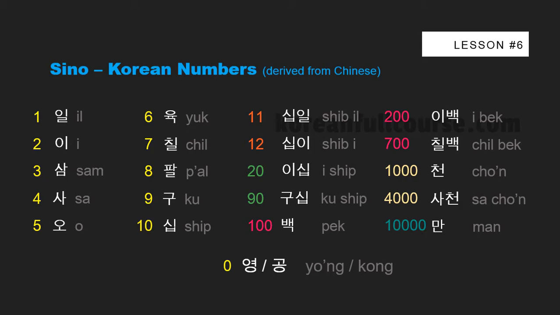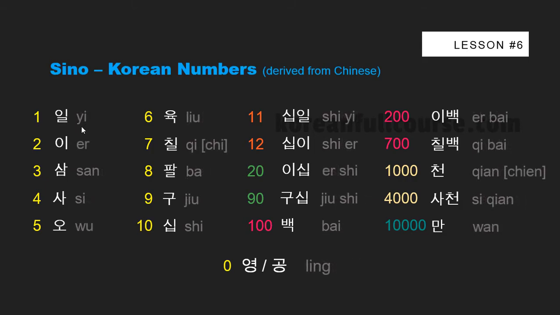Gong literally means empty. So what's the difference between yeong and gong? Well, you can use both, but for example, for phone numbers and zip codes, Koreans usually use gong. And in math, they use yeong. Some of you might still not understand why they're called Sino-Korean numbers. Take a look at how these numbers sound in Chinese. Il is yi, i is er, sam is san, and so on. You can pause the video and read it for yourself.